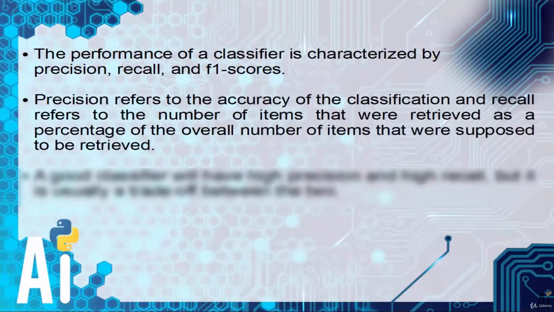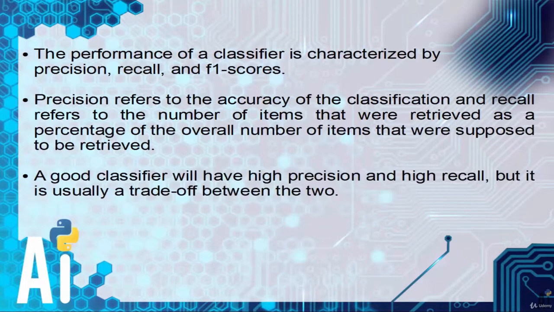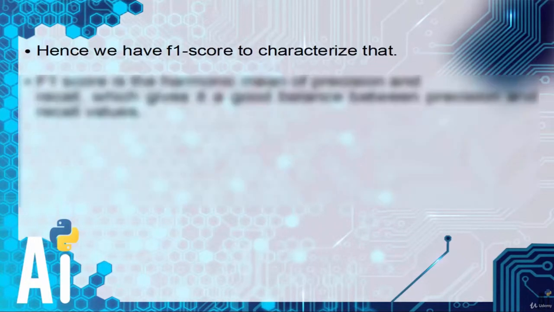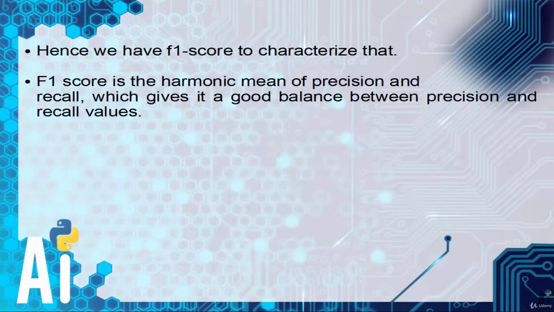The precision refers to the accuracy of classification, and recall refers to the number of items that were retrieved as a percentage of the overall number of items that were supposed to be retrieved. A good classifier will have high precision and high recall, but it is usually a trade-off between the two. Hence we have the F1 score to characterize it. The F1 score is the harmonic mean of precision and recall, which gives it a good balance between precision and recall values.